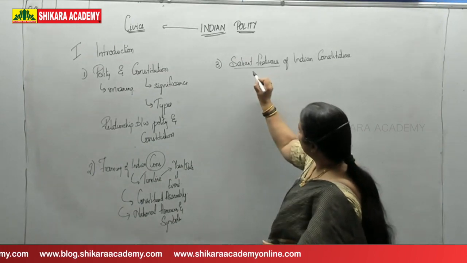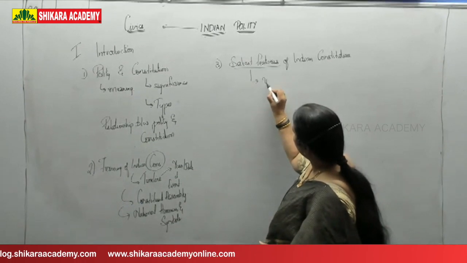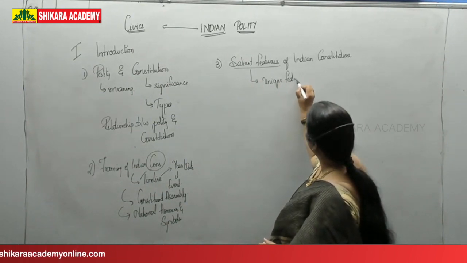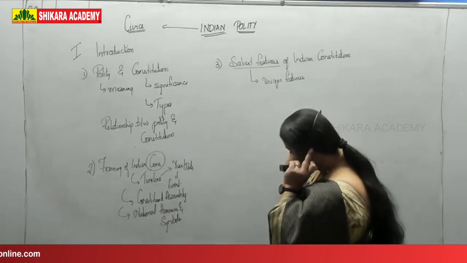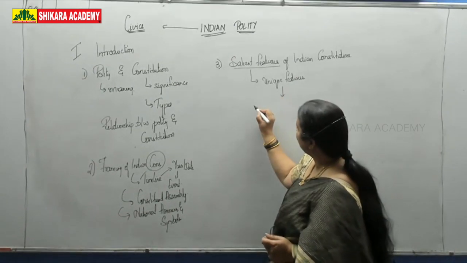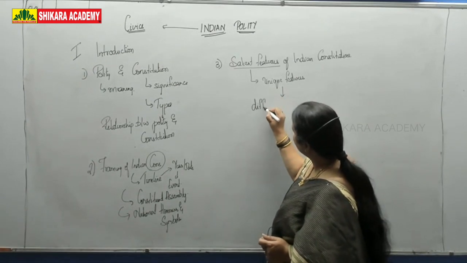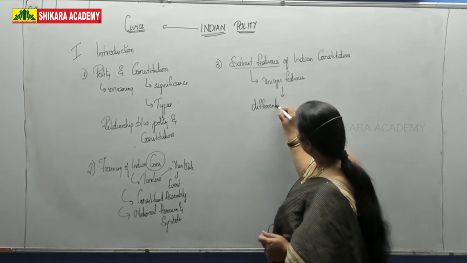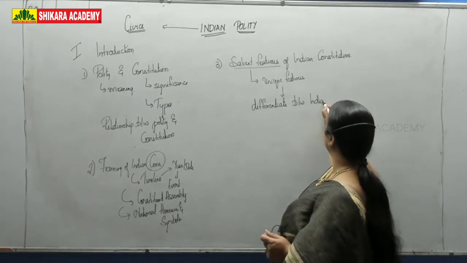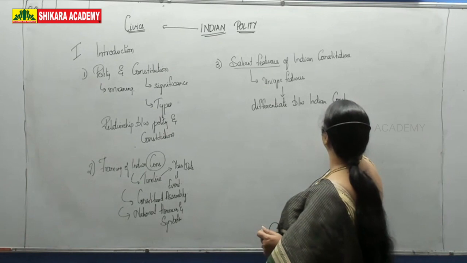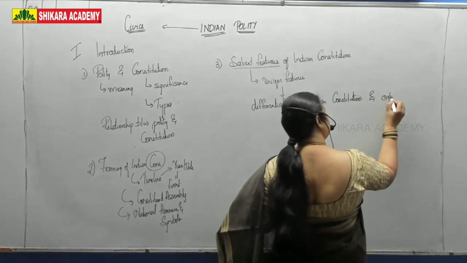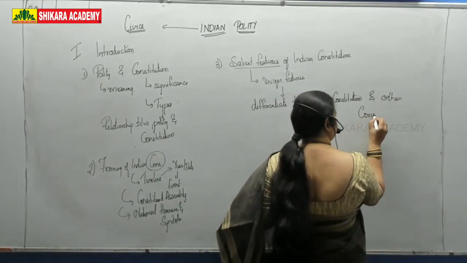Salient features of the Indian constitution are basically the unique features of the Constitution of India. Meaning, these features will tell you how our constitution is special or unique. So basically it will help us differentiate between the Indian constitution and other constitutions of the world.